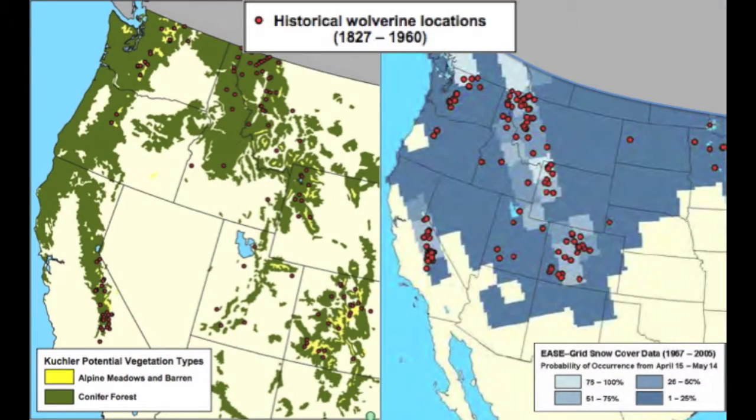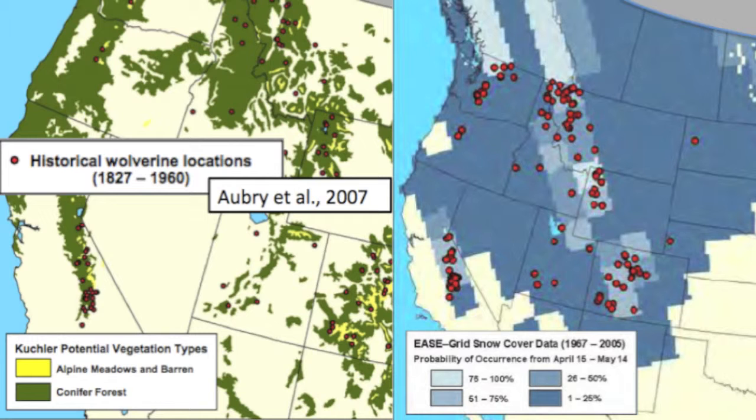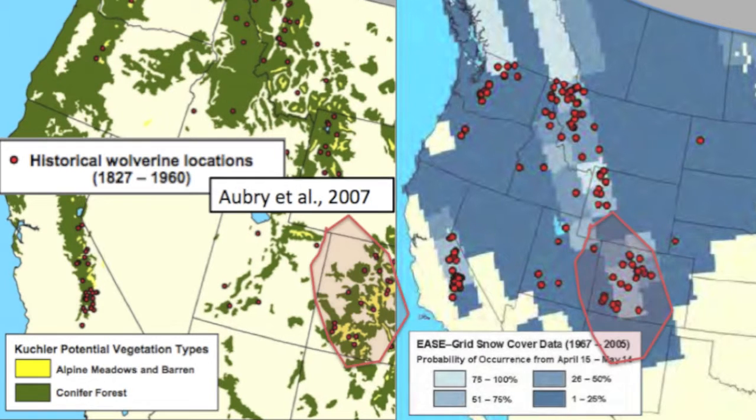Let's compare the snow cover layer to the vegetation layer. At first glance, they may look extremely similar, but looking more closely, you'll see some subtle differences. The vegetation map shows that wolverines have habitats in both vegetation types. In contrast, the snow cover map indicates that wolverines are more densely populated where there's more snow.